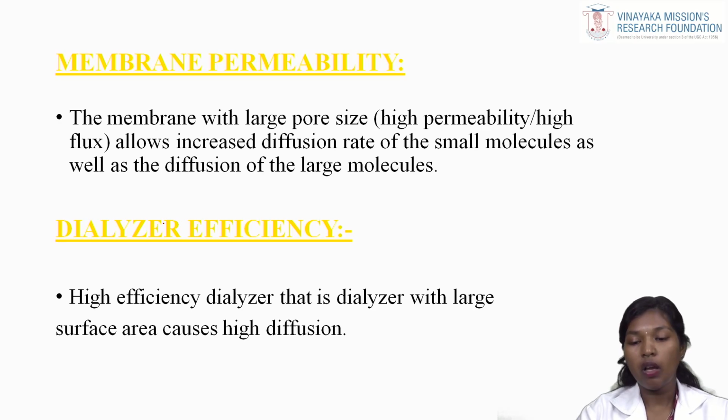The membrane with the large pore size allows an increased diffusion rate of the small molecules as well as the diffusion of the large molecules. There are many types of dialysers, F6, F8, and a lot of other types. A large surface area has high permeability, so a large surface area dialyser has large pores.